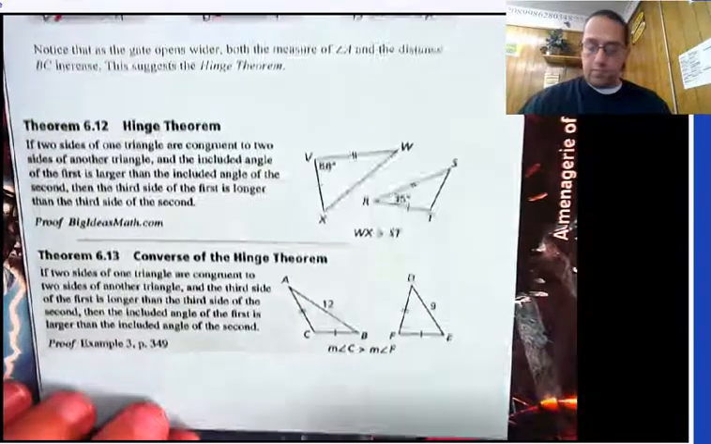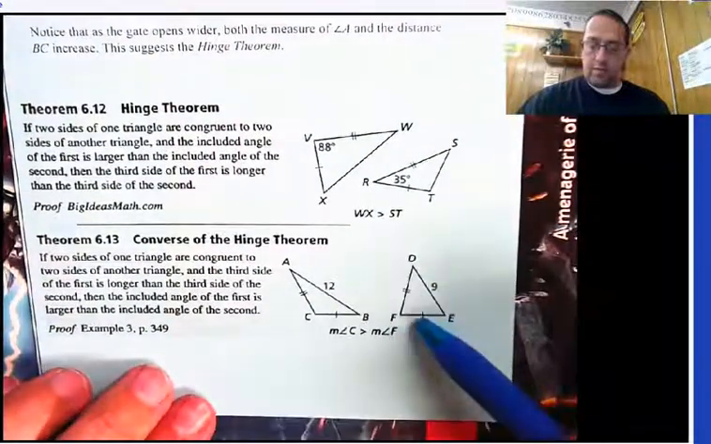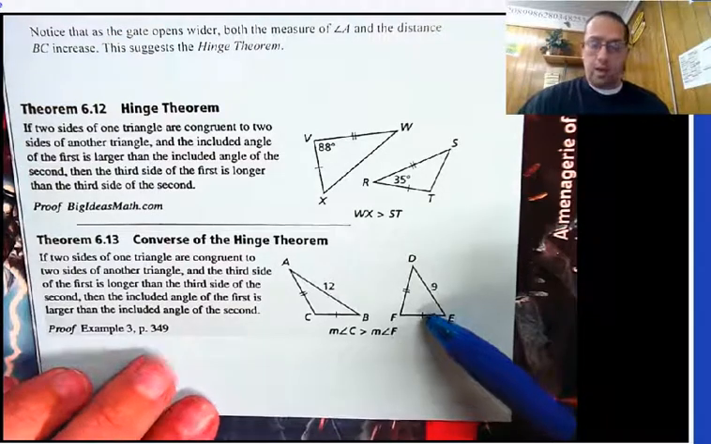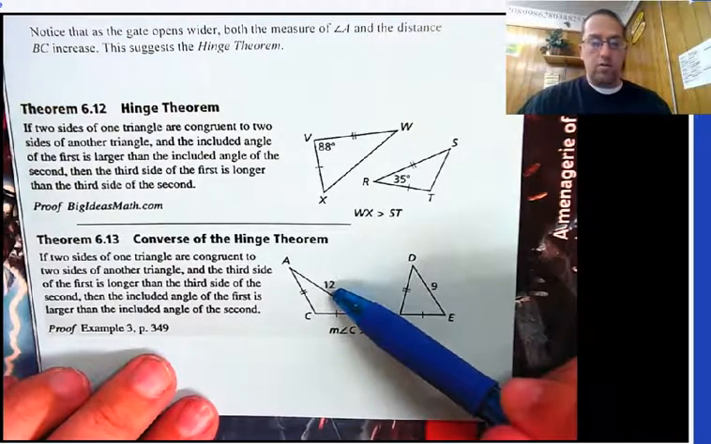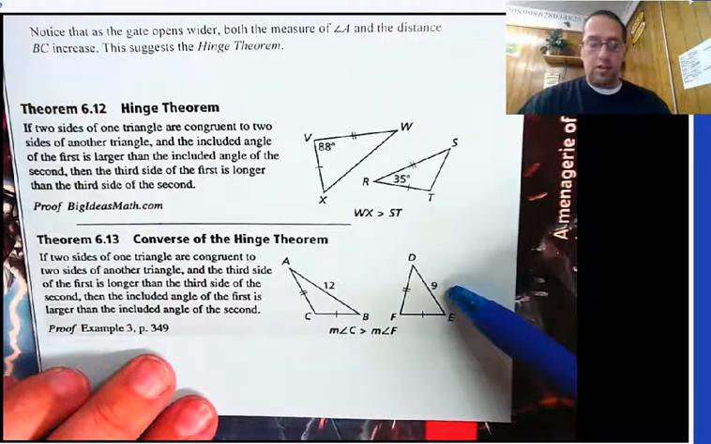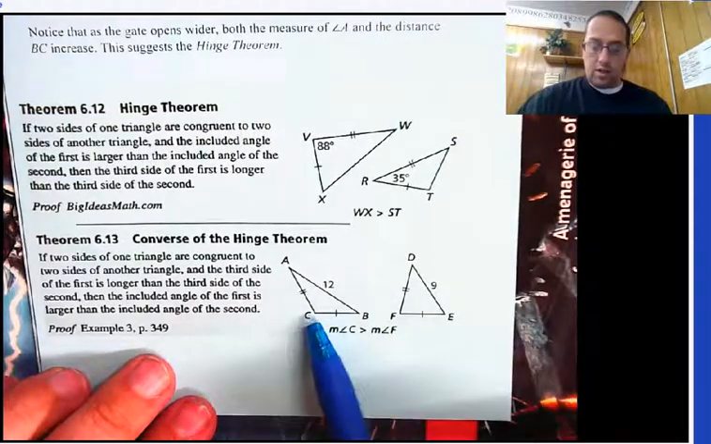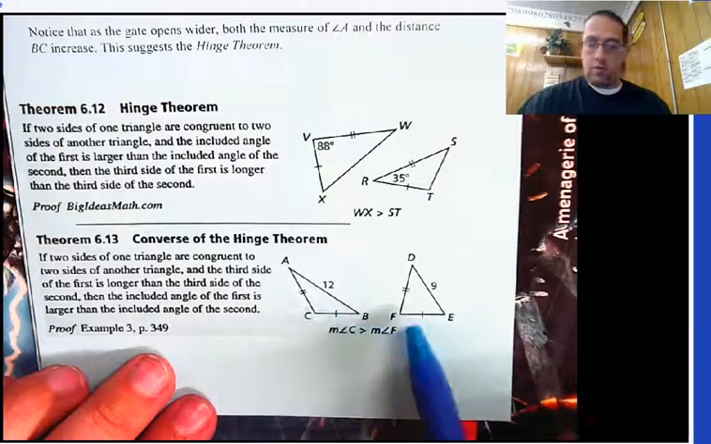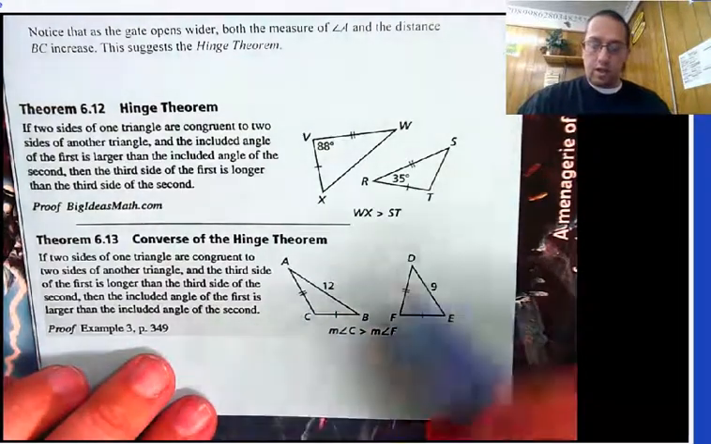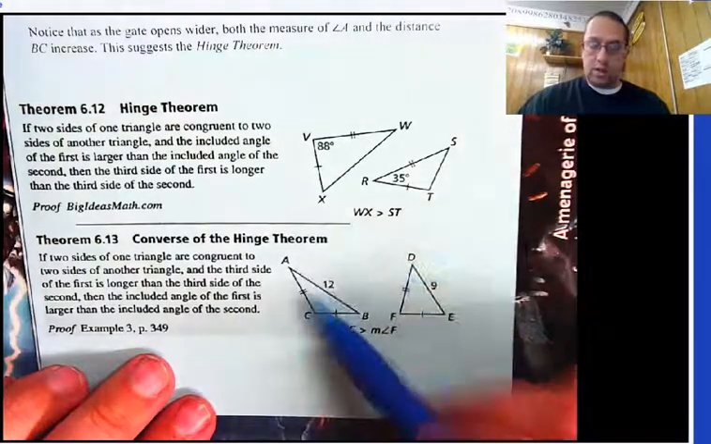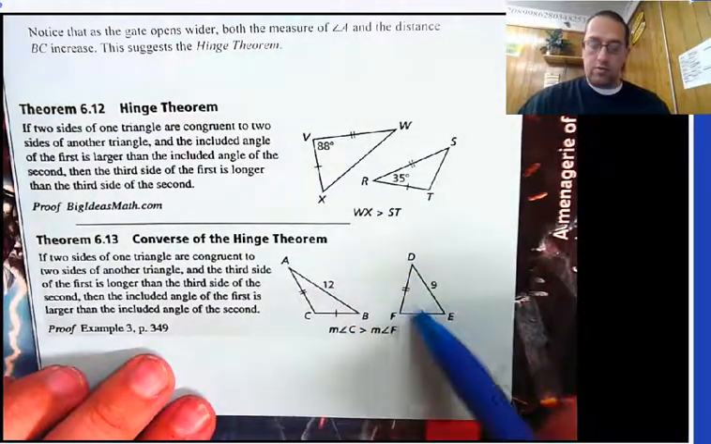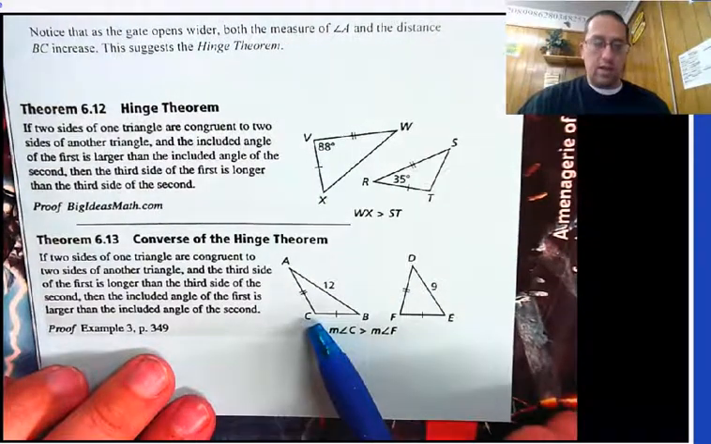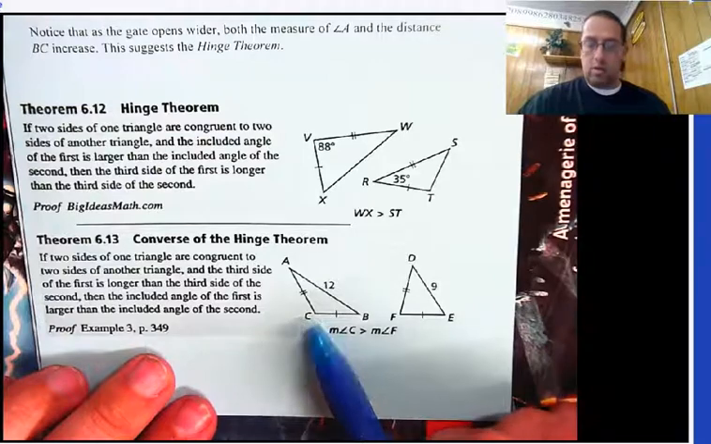The Converse of the Hinge Theorem says, well, if you have that same situation where you have two triangles with two sets of congruent sides, then if that third side is longer in one triangle than it is in the second triangle, then the included angle is going to be larger in the first triangle than it is in the second triangle. It's basically just taking it the opposite way around. If you have those two sides that are congruent, and the third side is longer, then that angle is going to be bigger. That's what we're saying.